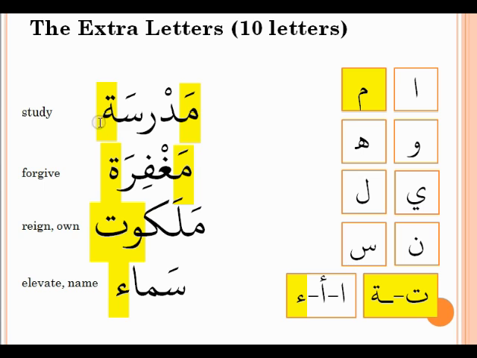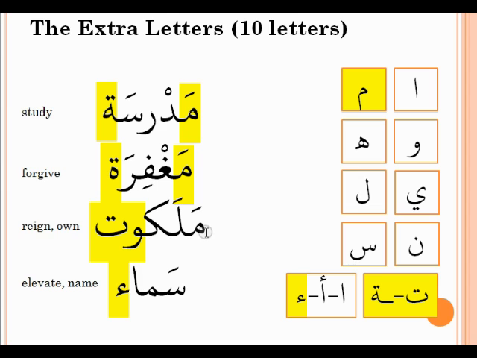Notice they're kind of like the same pattern. So ma, mim with a fatha here, mim with a fatha here, and ta marbuta in the end. Of course, in the case of madrasa, this means a location. Maghfira here is a verbal noun, which all these patterns will be explained as well in this week and so.